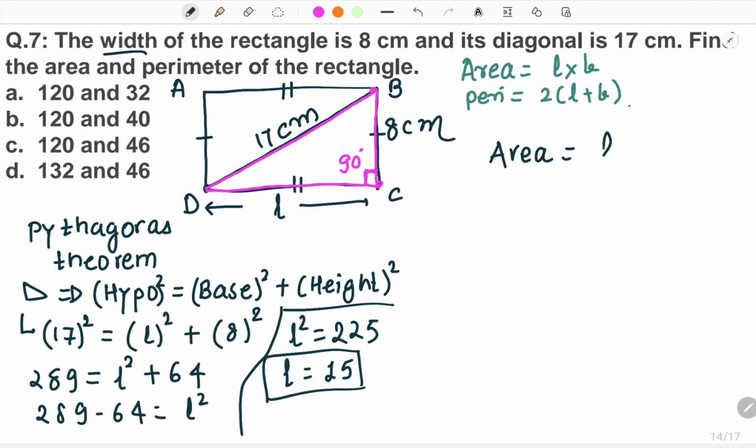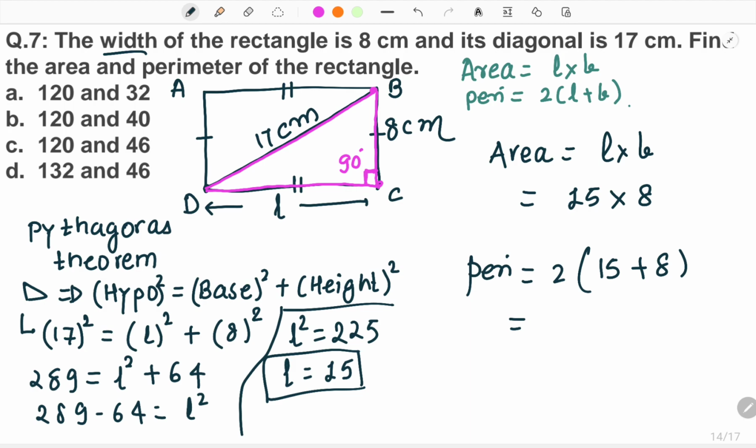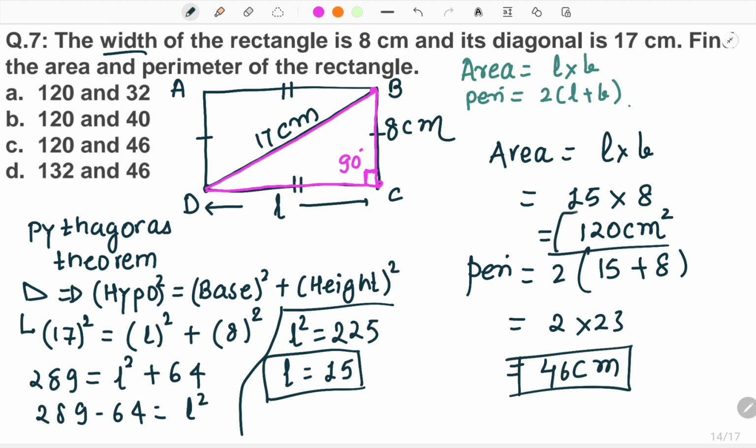What is the area? Length into breadth. What is length? 15 into breadth is how much? Breadth is equal to 8, and the perimeter is equal to 2 into 15 plus 8. This will give me the value of area and the perimeter. 15 8s are 120 centimeters square, and the perimeter is equal to 2 into 23. This will give me 46 centimeter. So perimeter is 46 centimeter and the area is 120 centimeters square. So option number C is the correct answer.